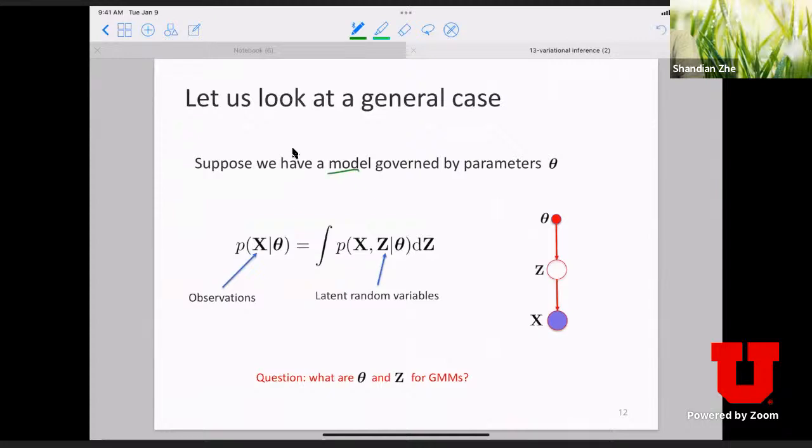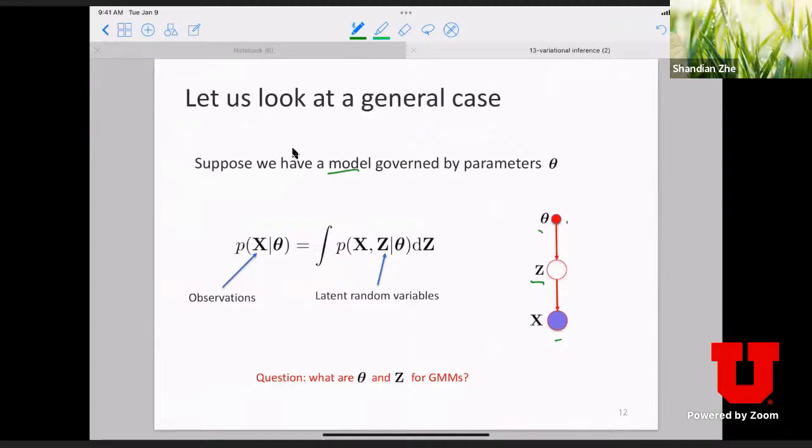Suppose we have some model, right, governed by some parameter theta, which we are only interested in for point estimation. We do not consider it as a variable. Just assume it's some point we want to estimate, just like the cluster mean and cluster covariance in the Gaussian mixture model. Given theta, we sample the latent random variable z. Here, z, we do not want to treat as a point. We want to get some posterior distribution of z given x. And then given z, you will sample x. Right? This is your hierarchical graphical model.